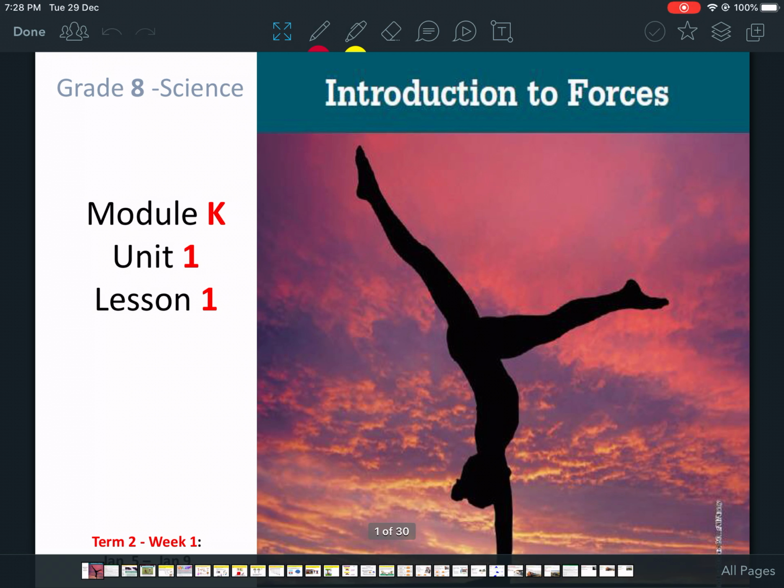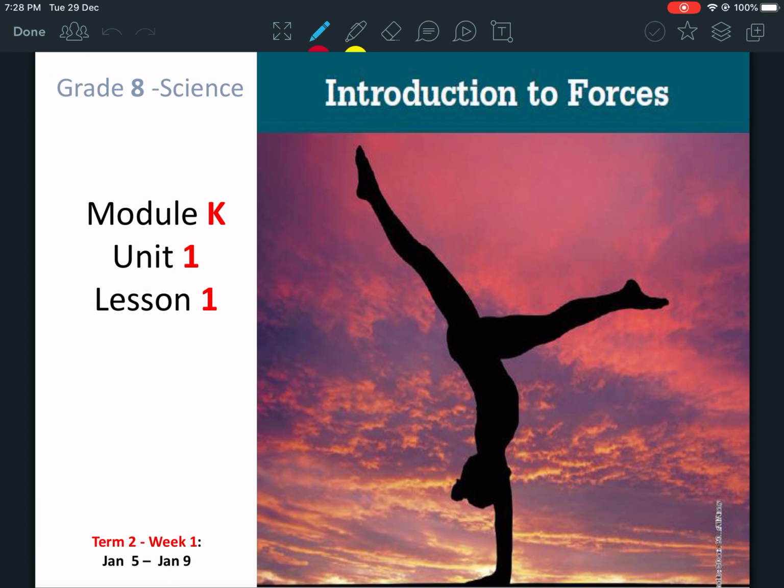Good morning, everyone. So we're going to start the semester off by talking about forces. This entire module, which is Module K, is going to be mainly about forces.